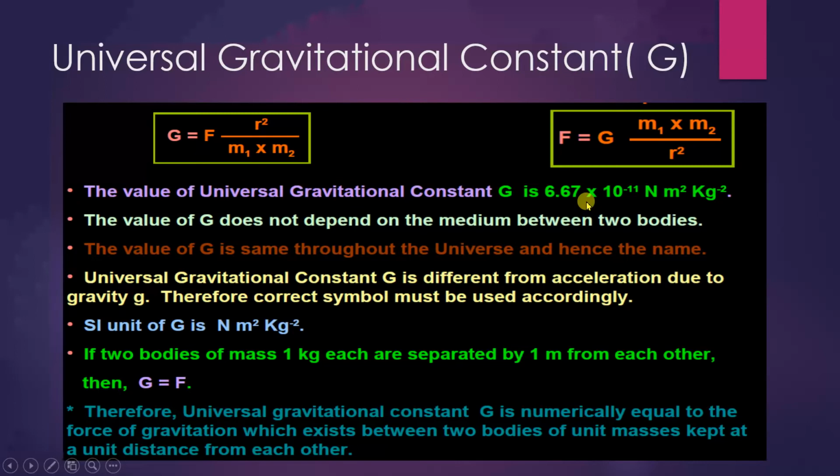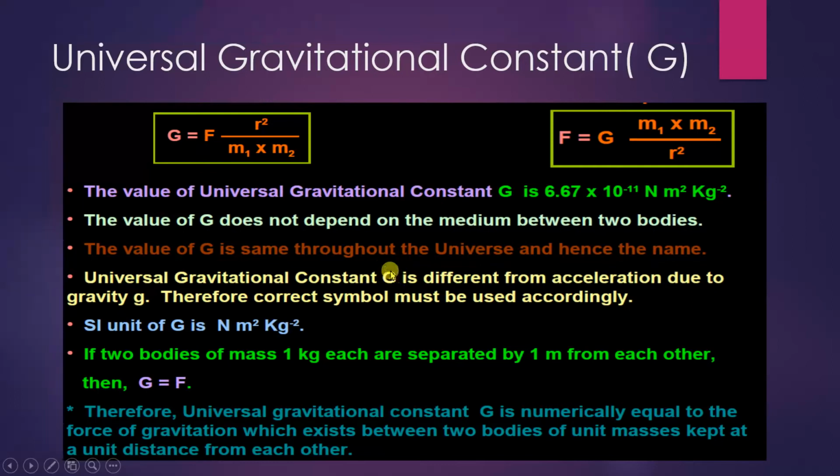in the universe it is constant. It is never going to be changed. The value does not depend upon the medium between any two bodies. Okay, the value of G is the same. The universal gravitational constant G is different from the acceleration due to gravity. Dear students, we are going to study about small g also, that is acceleration due to gravity, and this capital G is different from that.